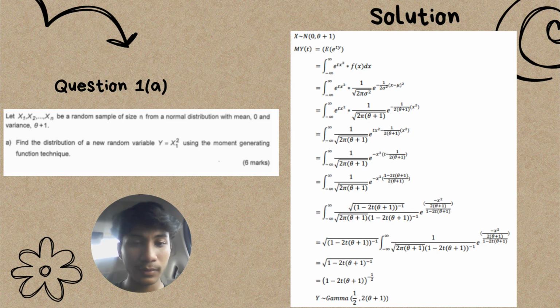After we simplify, we can cancel out the integration, since it is equal to 1, and the equation is equal to square root of (1 minus 2t times theta plus 1) to the power of negative 1. From the equation, we can conclude that Y follows the gamma distribution with alpha equal to 1 over 2, and beta equal to 2 times theta plus 1.